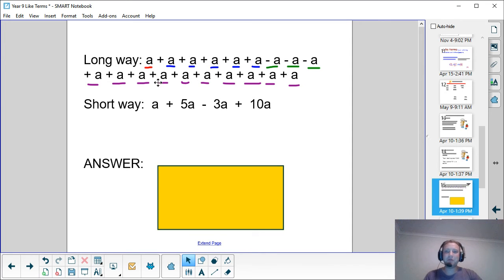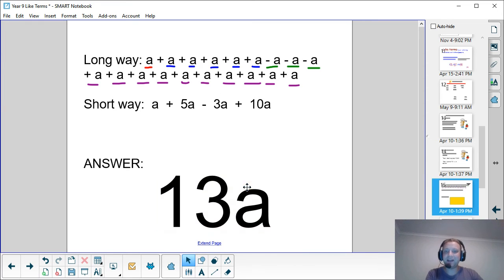So we're really just going 1 plus 5, take away 3 plus 10, and you probably figured this out right from the start, but that's 13 apples or 13A. Okay, so this is where like terms are useful. They take big, broad concepts and they let us just have one number at the end.